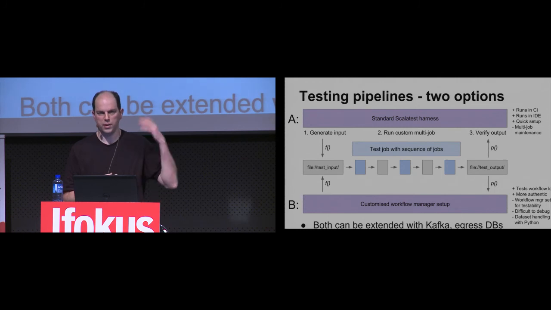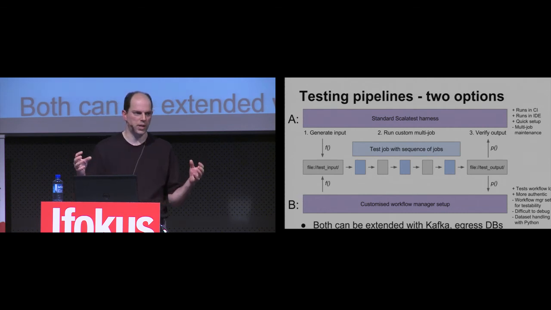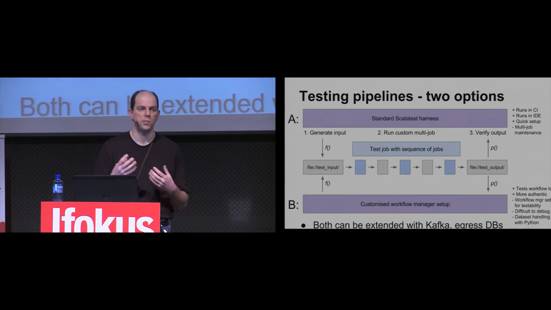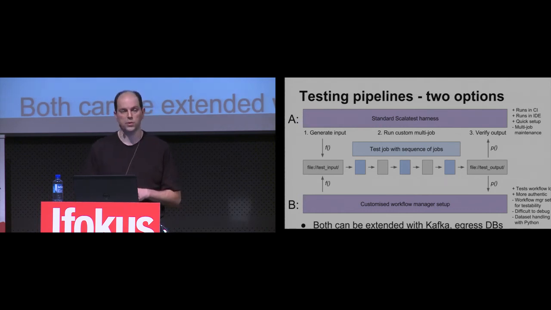The simpler variant, which I would recommend, is to make custom test pipelines that consist of the same jobs that you have in your production pipelines. And you just run them as a single multi-job. You can run in CI and in your IDE and so forth. You have to maintain a separate test pipeline, but that's probably worth the effort.